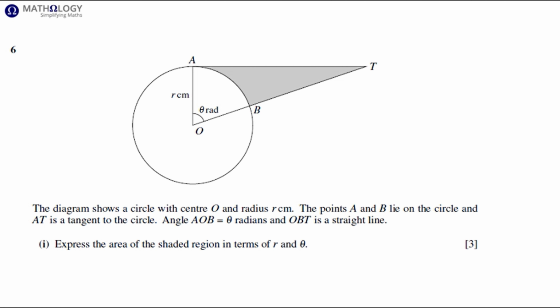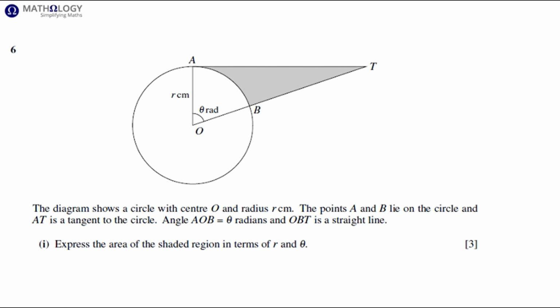Question 6. The diagram shows a circle with center O and radius r centimeters. The points A and B lie on the circle, and AT is a tangent to the circle. Angle AOB is theta radians, and OBT is a straight line. We're required to express the area of the shaded region in terms of r and theta.